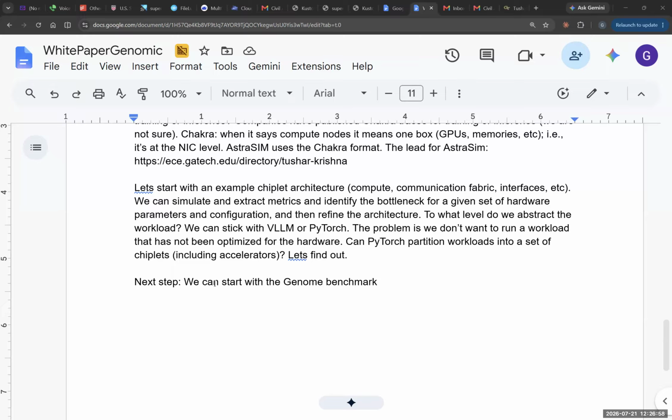Because I'm thinking generating those traces will not be trivial. No, it's not. So on your last comment, I think PyTorch can dump out the Chakra traces. You can configure it to dump out Chakra traces, so that's not a problem. The genome models are too small for inference to dump Chakra traces. They fit in one GPU, right?